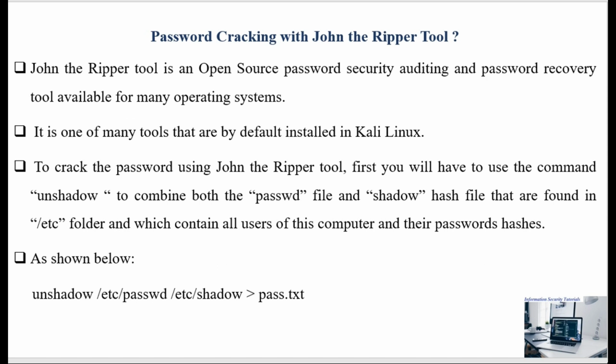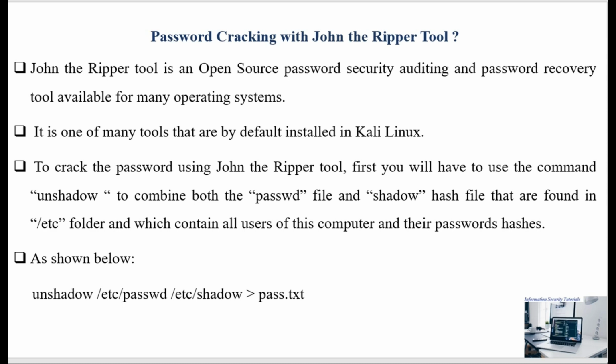John the Ripper tool is an open-source password security auditing and password recovery tool available for many operating systems. It is one of many tools that are by default installed in Kali Linux. To crack the password using John the Ripper tool, first, you will have to use the command unshadow to combine both the password file and shadow hash file that is found in the etc folder and which contain all users of this computer and their password hashes.